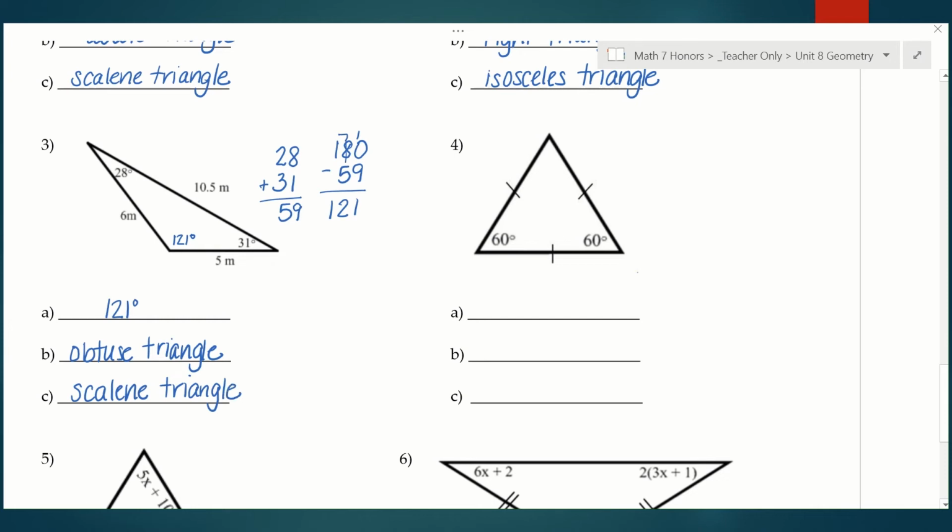Okay, one more like that. So our last one here, we have two angles that are 60 degrees, giving me a sum of 120. And when I subtract that from 180, I get that my missing angle is also 60. Okay, so all of my angles are less than 90 degrees, which means this is an acute triangle. And all of the sides are the same, which means it's equilateral.